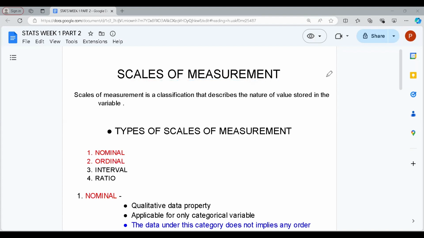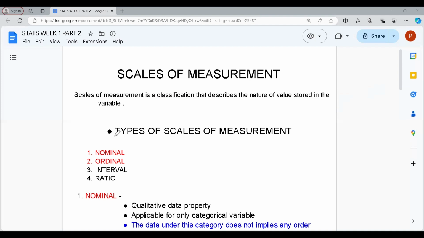So let us start. Scales of measurement is a classification that describes the nature of value stored in a variable. As we discussed in the previous video about what a variable is, when we define the nature of the value that can be stored in the variable, that is according to a classification known as scales of measurement. We will try to understand this in detail further.